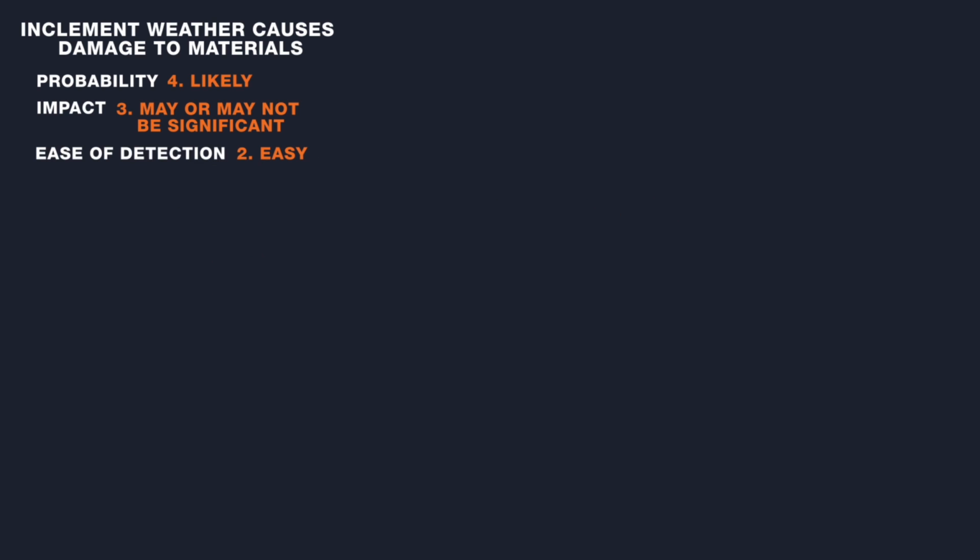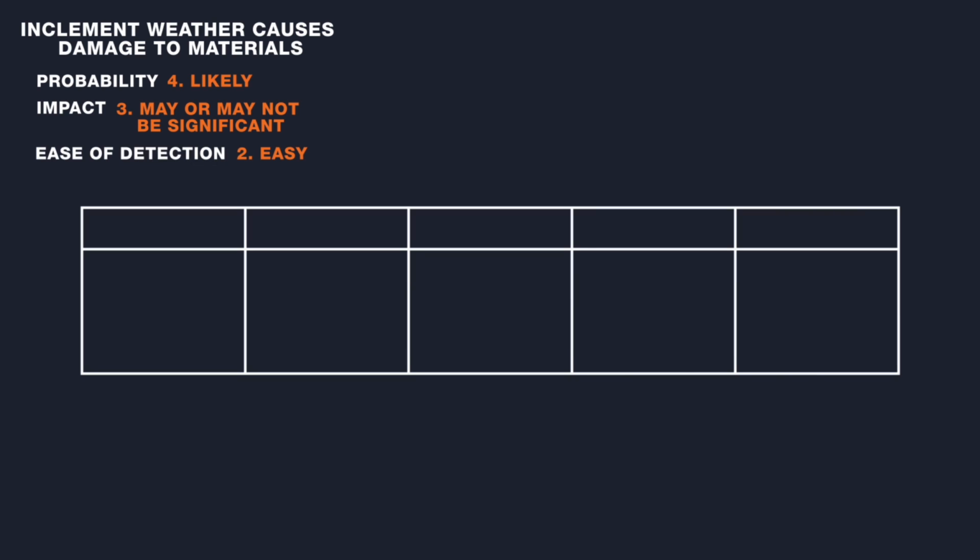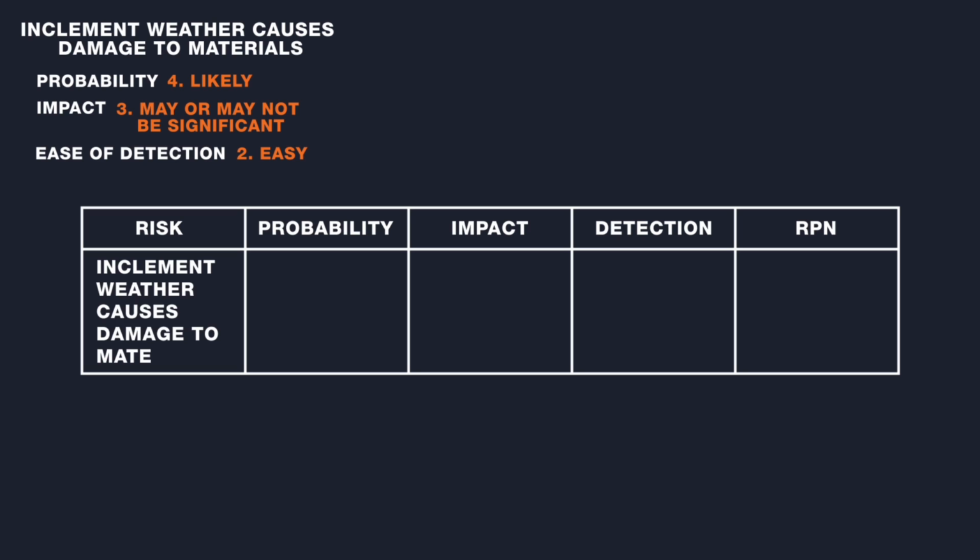Our selections are placed in a table, like the one shown here, with the headings going across as the risk to be evaluated, the probability scale rating, the impact scale rating, the detection scale rating, and the calculated RPN, or risk priority number. The risk of inclement weather causes damage to materials has a probability of 4, an impact of 3, a detection of 2, and an RPN of 24.